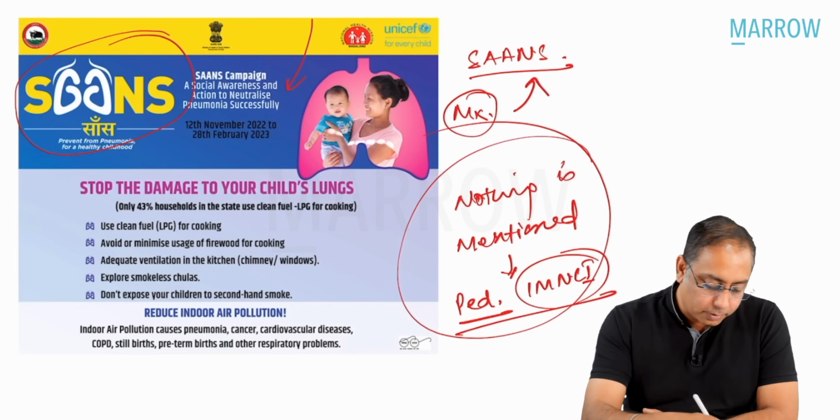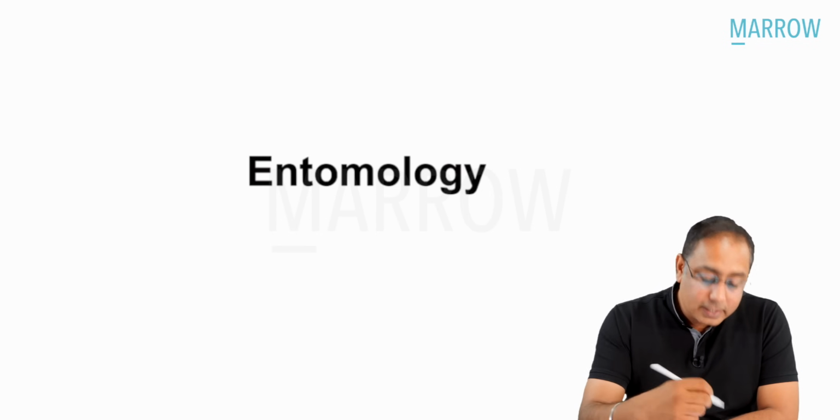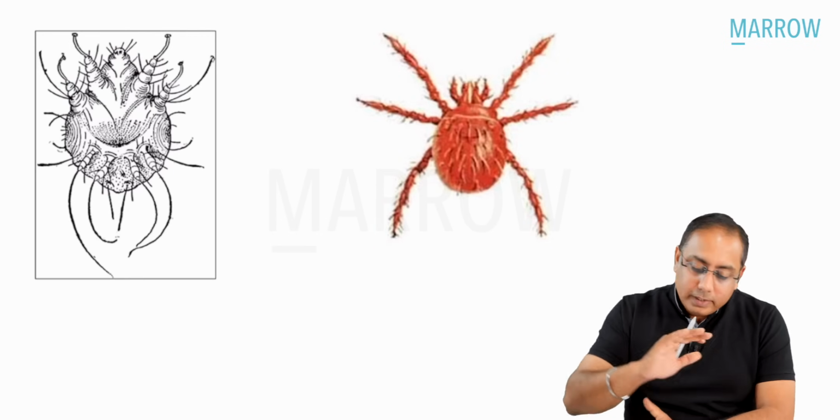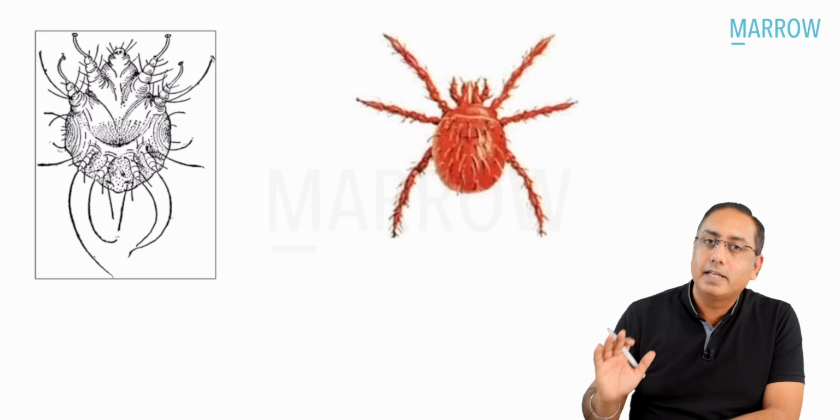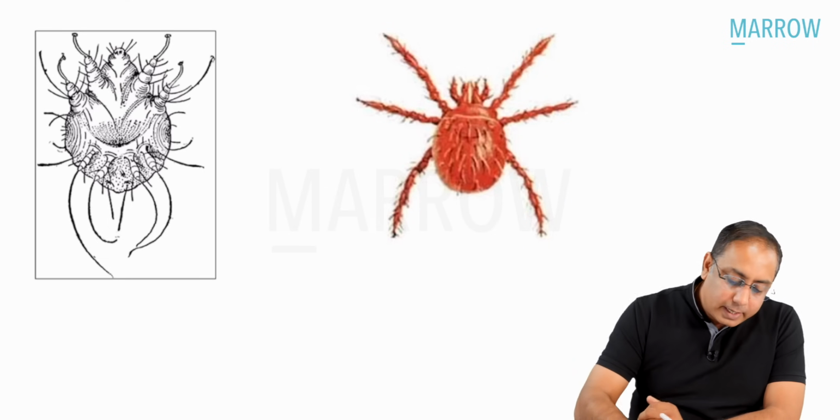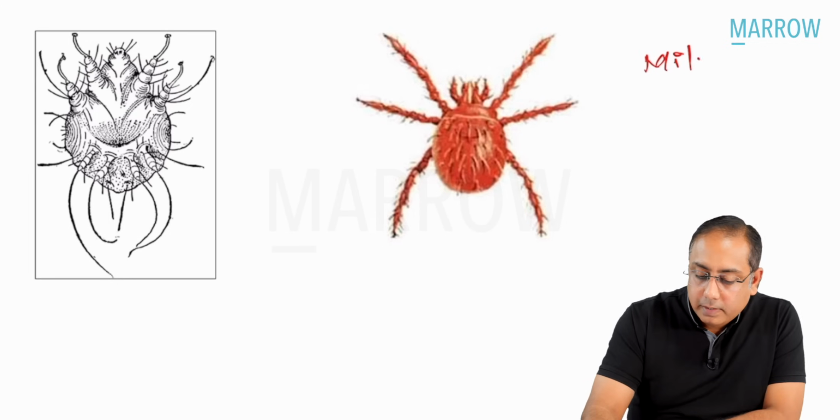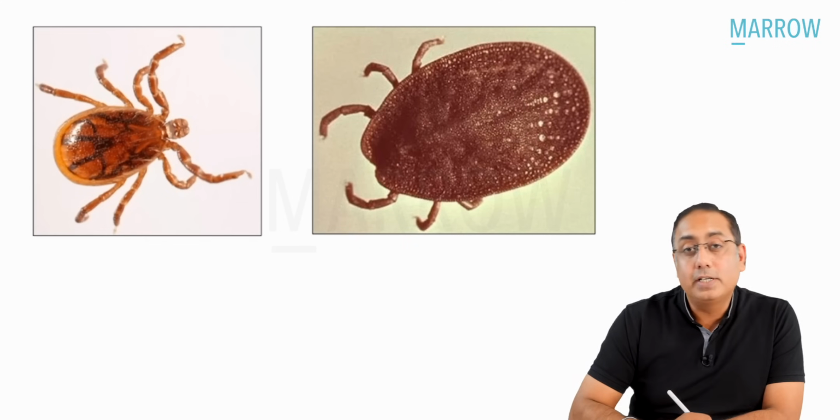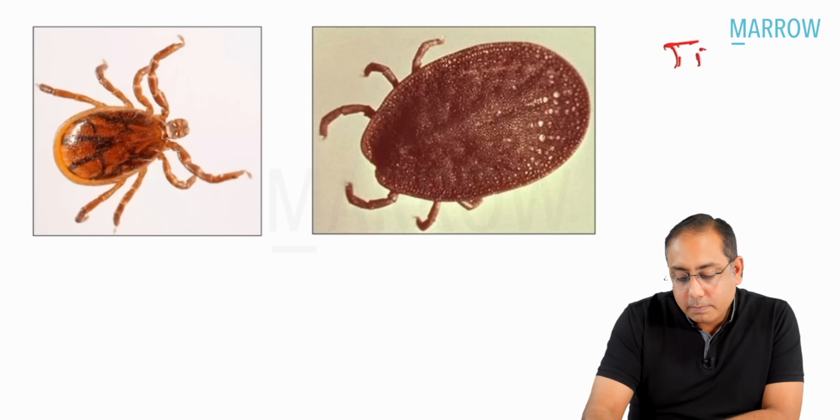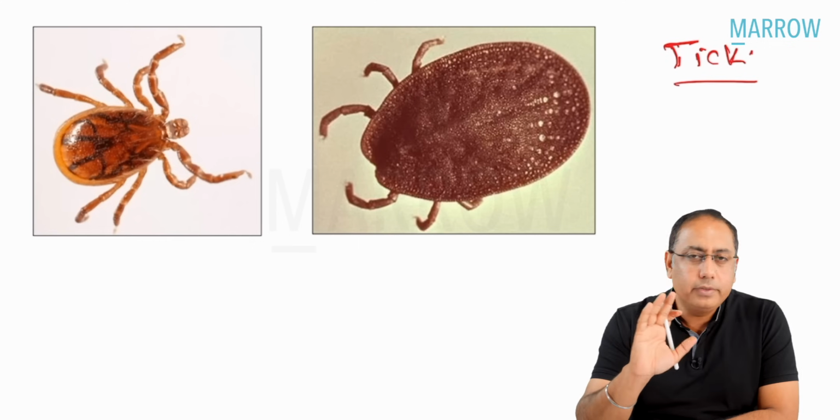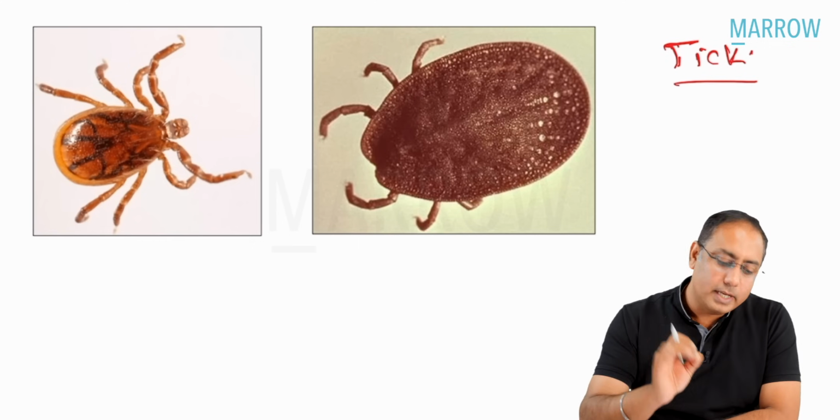Next in line, the next topic that we have is entomology. Identify the insect over here. These both insects, beta, are mites. Many times you will have trouble identifying a mite from a tick. So please remember, ticks and mites both look almost similar. There is no difference, only a very slight difference.